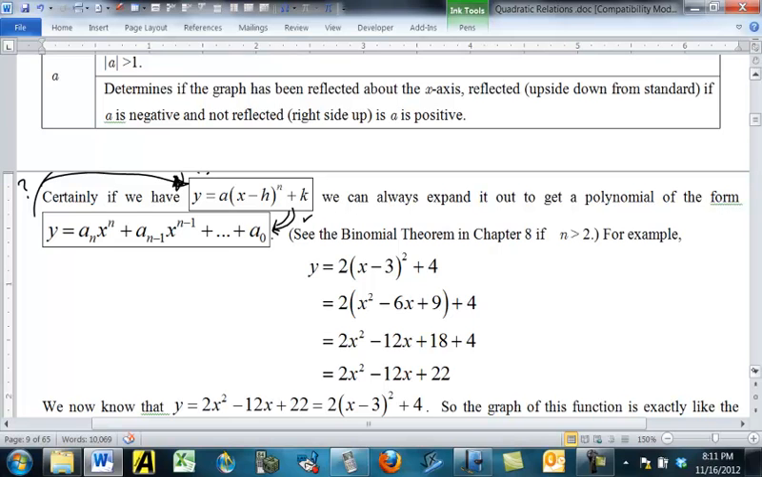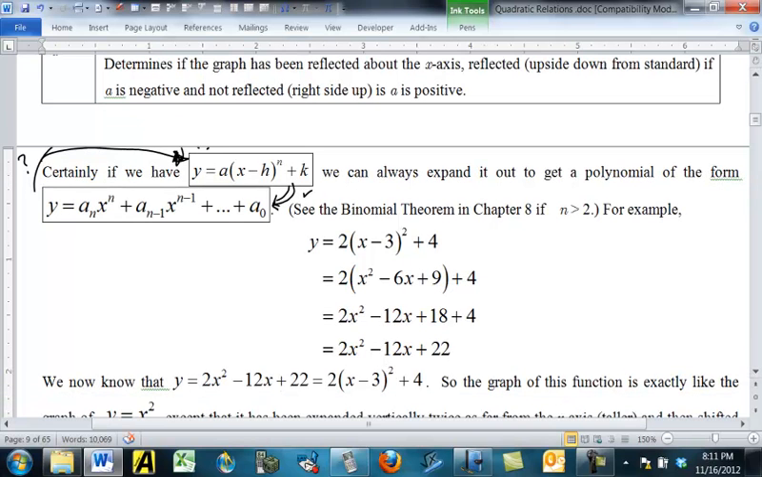But right here I'm going to look at one where the power is 2, and that's our focus for right now. So we have y equals 2 times x minus 3 squared plus 4. Okay? Let's multiply all this out. Well, x minus 3 squared, remember you square the first term, square the last term, multiply and double for the middle. That's a trinomial square. Then distribute this 2 across here. 2 times x squared is 2x squared. 2 times negative 6x is negative 12x. And 2 times 9 is 18, and then combine like terms here, 18 plus 4 is 22.